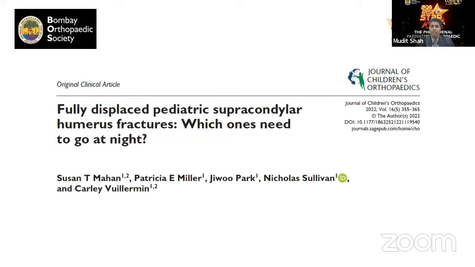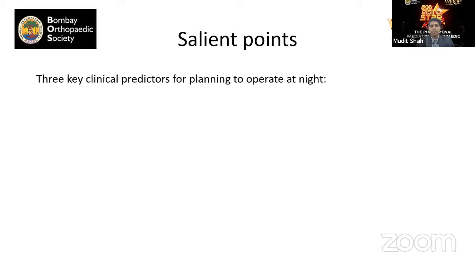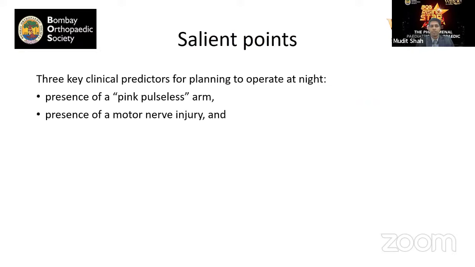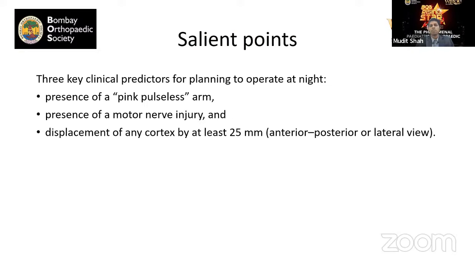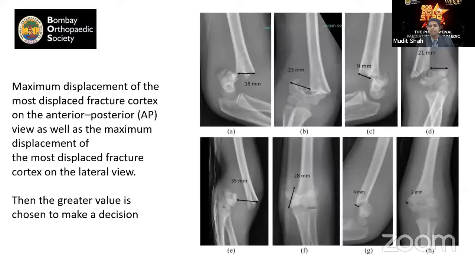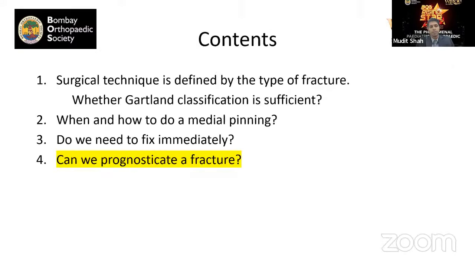Do we need to fix immediately? They said, at night, there are only three indications: presence of a pink pulseless arm, motor nerve injury, and displacement of the cortex by 25 mm, either in the AP view or in the lateral view.